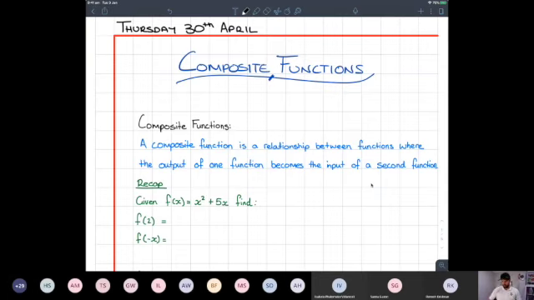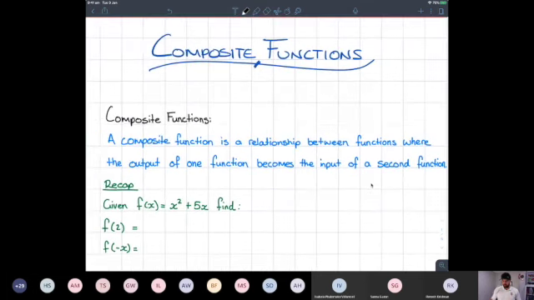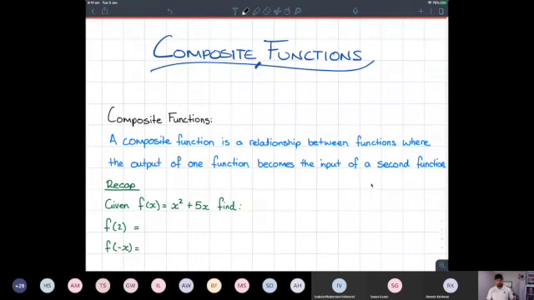A composite function, you guys have probably read that little bit of blue there, is a relationship between functions where the output of one function becomes the input of a second function. Sounds pretty wordy. It actually pretty much means you've got one function, and instead of inputting a number into that function, you're just going to input another function.